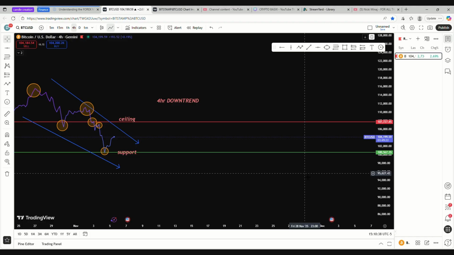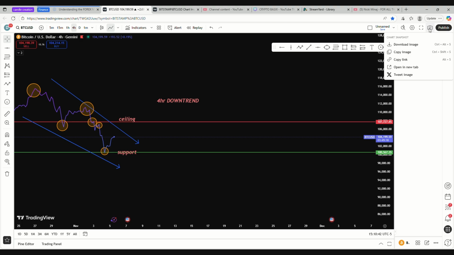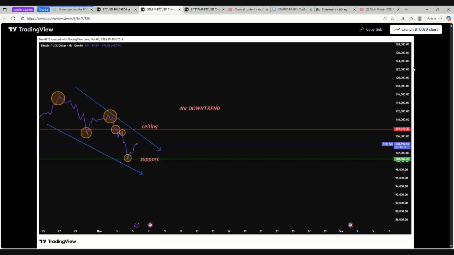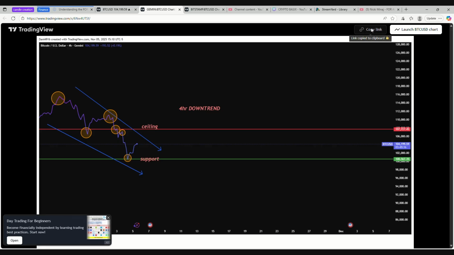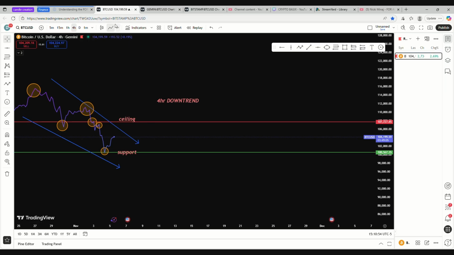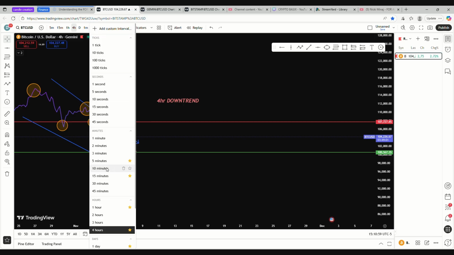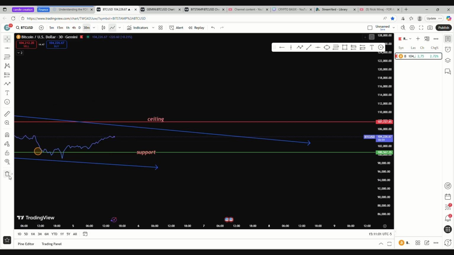Hover over it, take a snapshot, and open in a new tab. You're going to keep this as well. You're then going to do it one final time by going to your 30-minute time frame and doing the exact same thing. All right, let's delete this circle so we don't get confused as to what's going on.